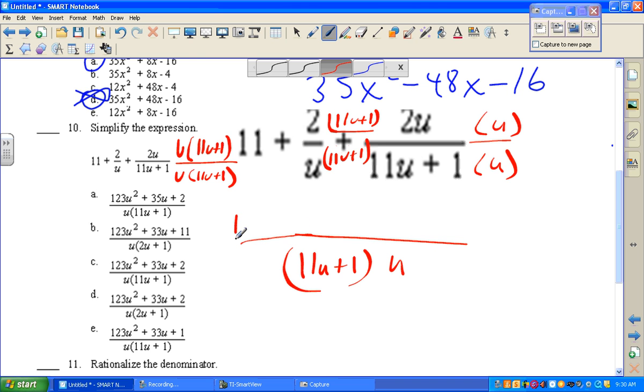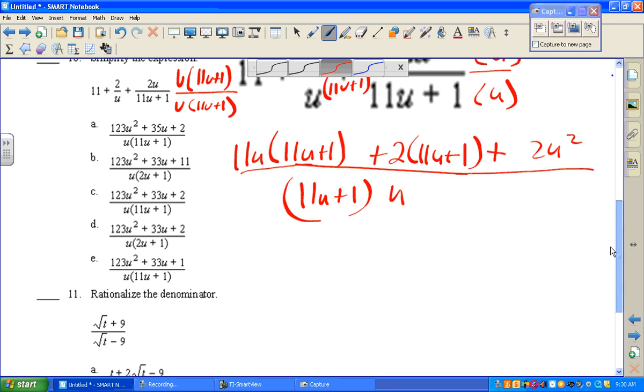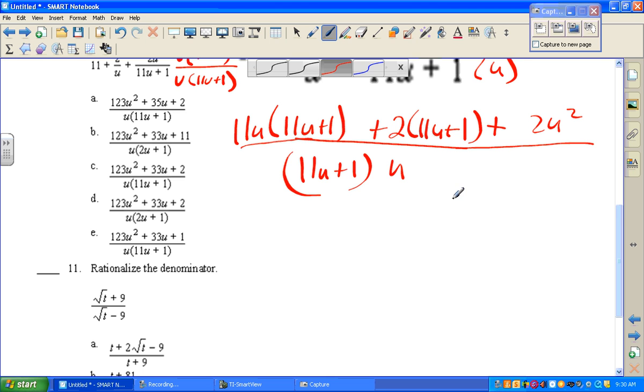So in the first term, I have 11u times 11u plus 1. The second one, I have 2 times 11u plus 1. And the last one, it's just going to be 2u squared. It's nothing difficult. It just takes a little bit of time to multiply it out.